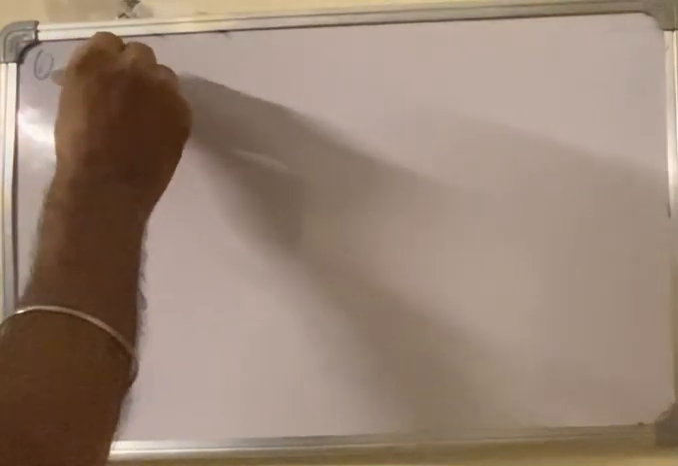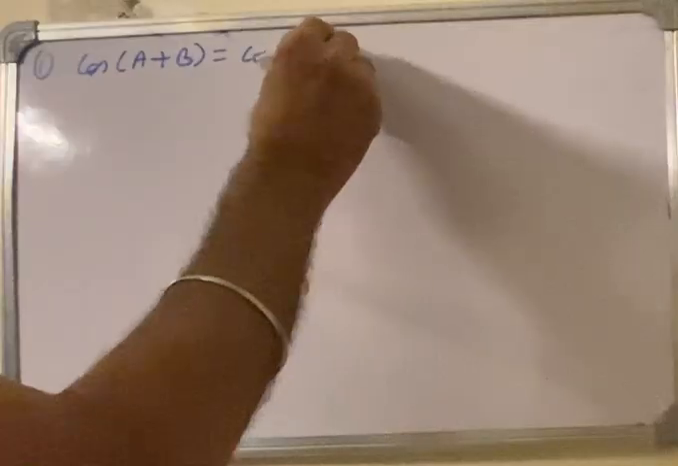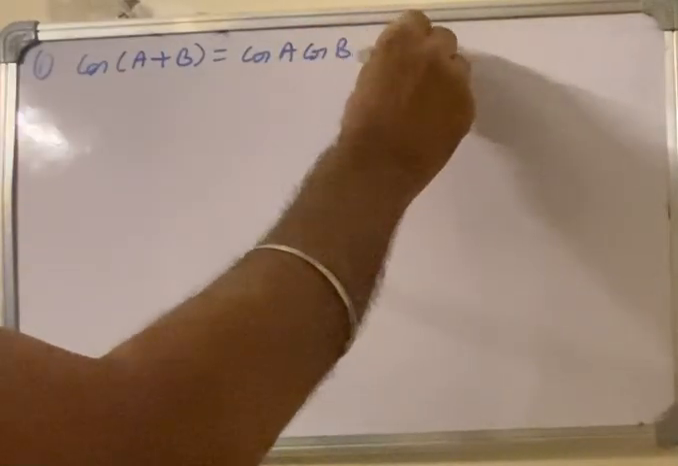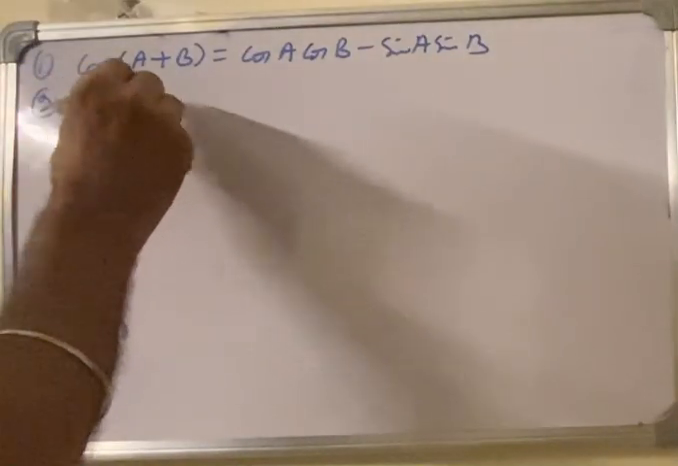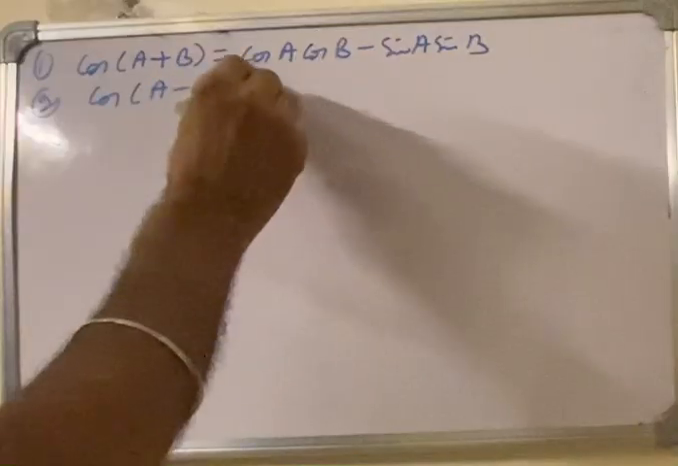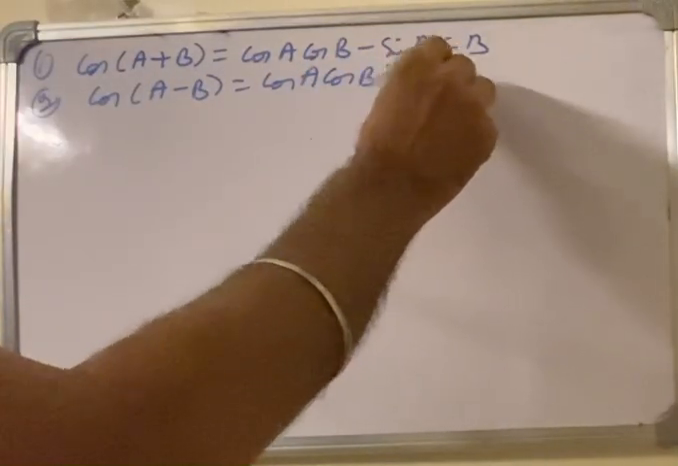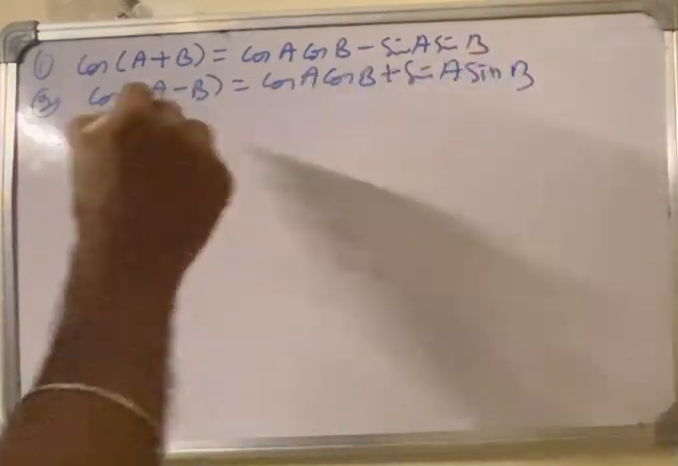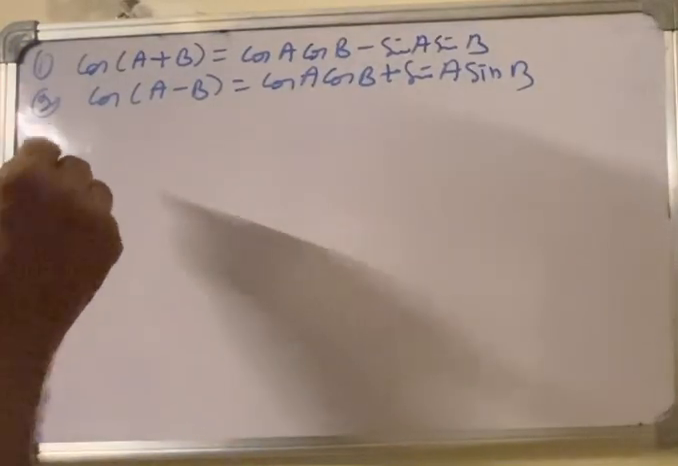Number one, we did cos A plus B is equal to cos A cos B minus sin A sin B. Second, we did cos A minus B is equal to cos A cos B plus sin A sin B. Third, this is the cosine of sum and difference of two angles. Then we take sine of sum and difference of two angles.